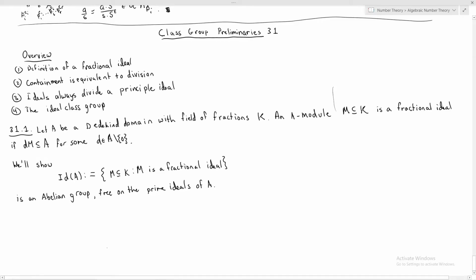The strategy for proving that ideals have inverses is to basically reduce to the principal ideal case. So I'm going to show that every ideal divides a principal ideal, and then I'm going to invert that principal ideal, which is then going to allow me to invert my original ideal. Something like this.